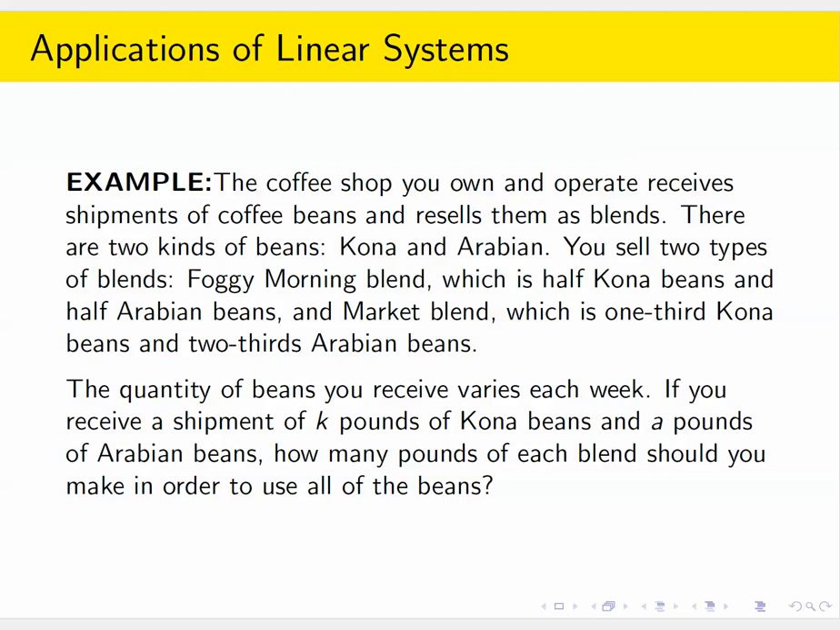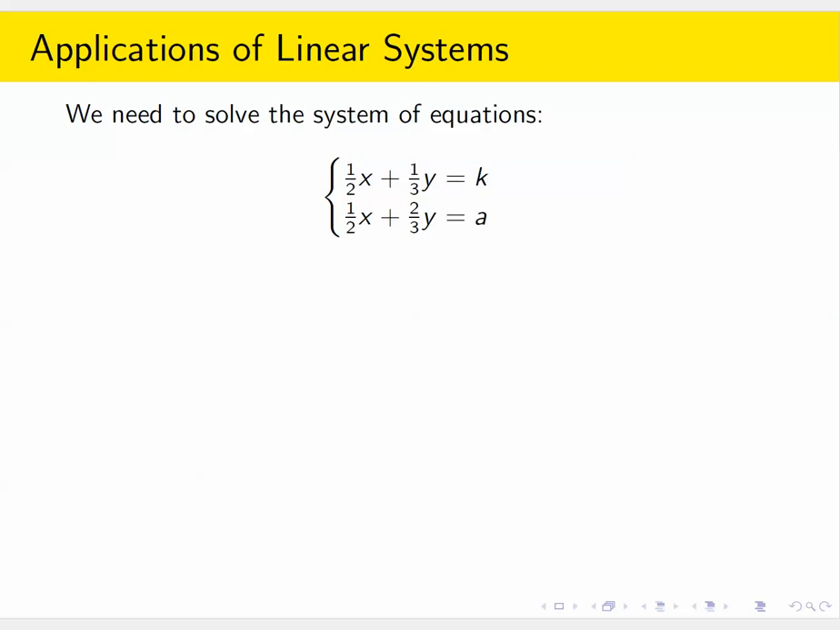We will use symbols to represent how much we receive in the shipment. So K will represent how many pounds of Kona beans we receive. A will represent how many pounds of Arabian beans we receive. And we want to set up a problem just like we did before. So this is the system of equations from the previous problem we solved, except we've changed the right sides. Instead of 200 and 250, we have K and A representing those values, since we don't yet know what they are.